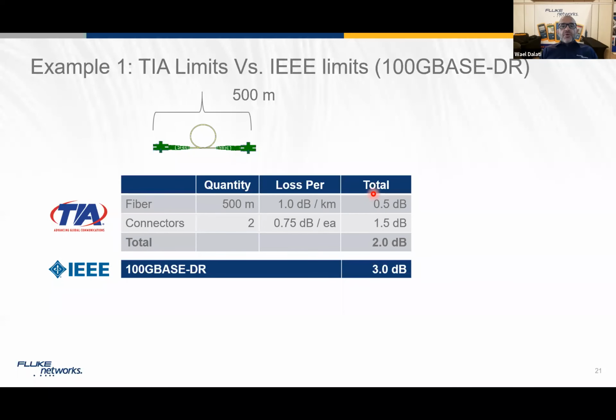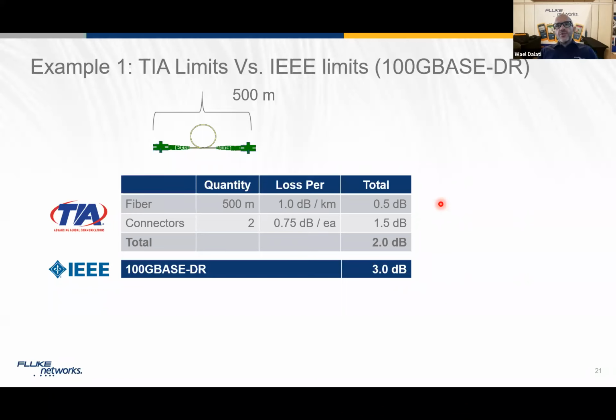So let's take an example of a link. How do we compare a 500 meter link between a TIA limit and an IEEE limit? For that 500 meter link, IEEE tells me that to run 100 gigabit base DR, I need 3 dB. If I look at the budget of this link, the 500 meters of single mode is 0.5 dB. I'm having two connectors, I need 0.75 per connector, which means 1.5 dB. So the total calculated loss budget is 2 dB.